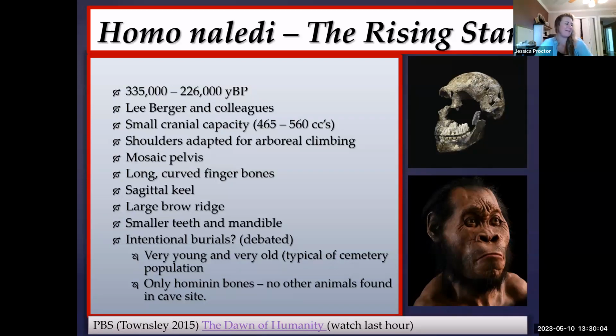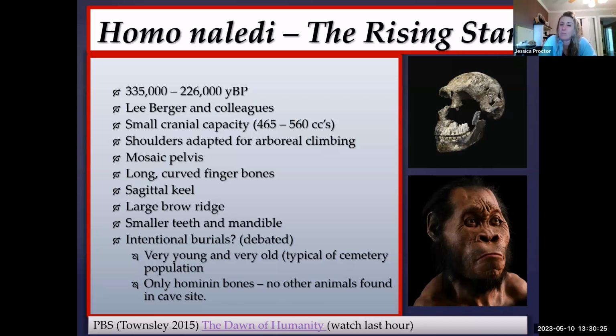The other big surprise, which was just announced less than 6 months ago, is that they now have evidence that they were using fire in this cave as well. So they were possibly inhabiting this cave and also burying their dead there. And this is surprising because we have this relatively small-brained hominin that's behaving in very complex ways.